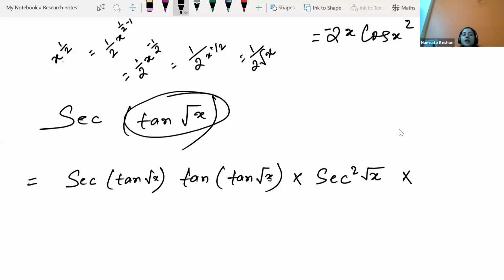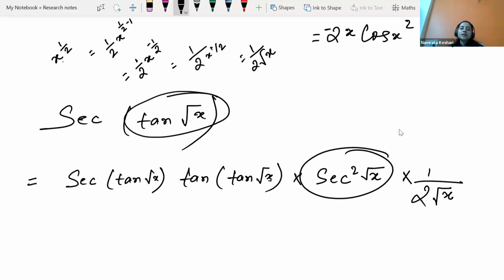So from now onward, whenever you have the derivative of root x, that will be one by two root x. Directly also you can use it, and if you are not able to recall, then you can use the formula. So this is what we are getting. We can write this part at first.